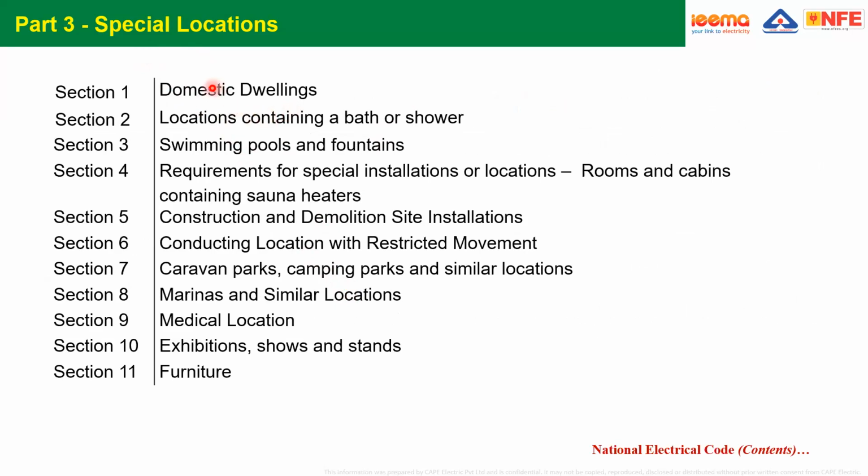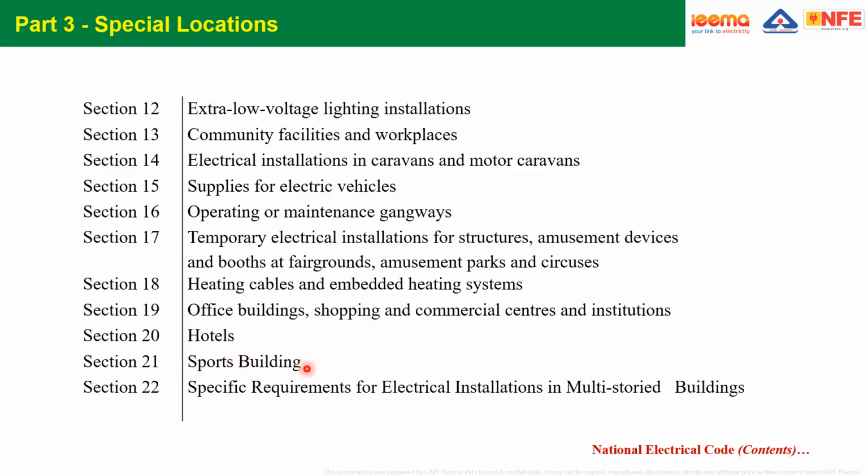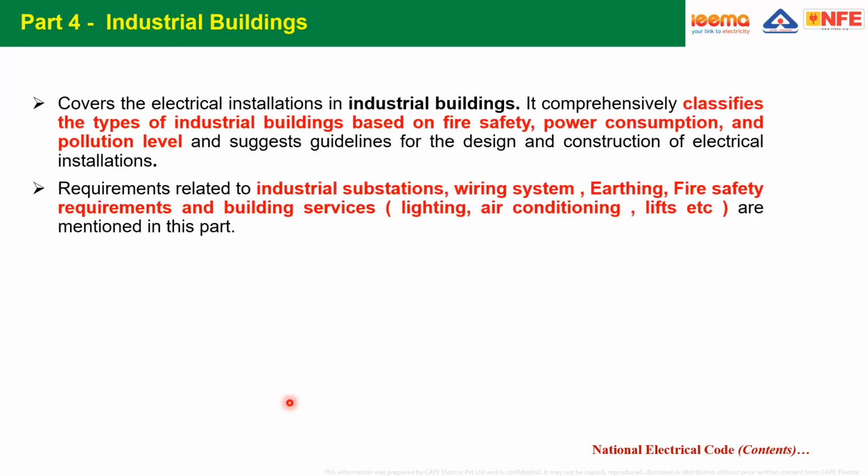Here, you can see the list of special locations: domestic dwelling, bath or shower, swimming pools, the location having sauna heater, demolition sites, construction sites, places with restricted movements, then camping parks, marinas, medical location, exhibition, furniture. So like this, there are 22 sections in part 3.